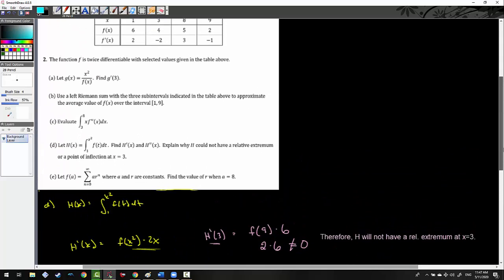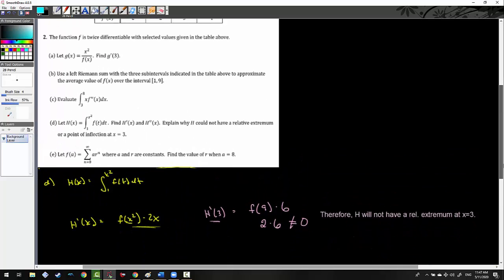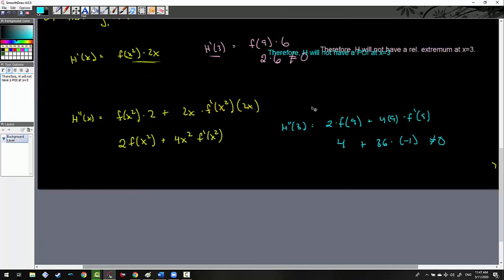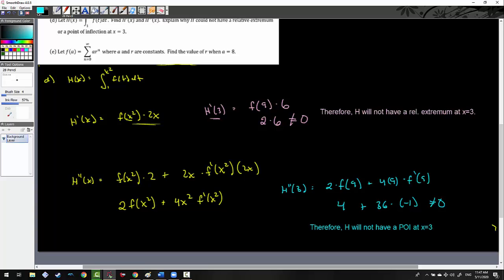Well, what is f prime of 9? F prime of 9 is negative 1. And then, again, that does not equal 0. Remember, for points of inflection to happen, your second derivative needs to equal 0. And so now you can say, therefore, h will not have a point of inflection at x equals 3 as well. Okay, go and hit the pause button if you need to. Otherwise, I'm going to clean up the board and move on to part E.